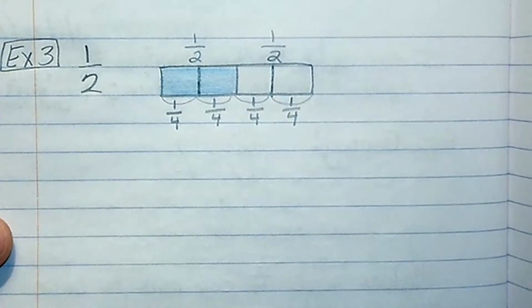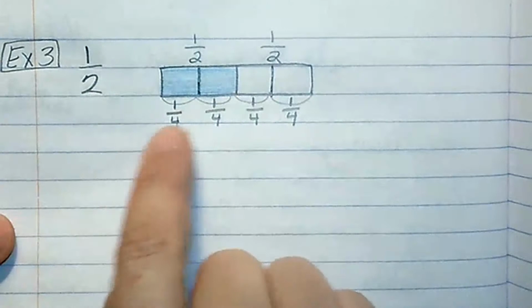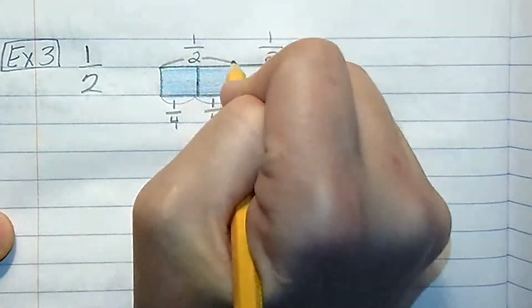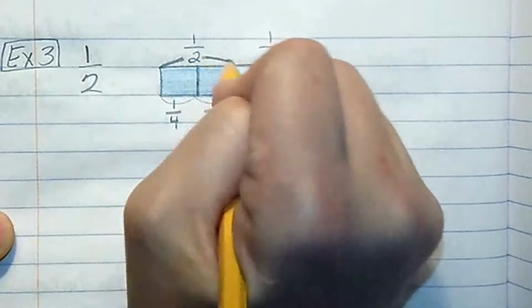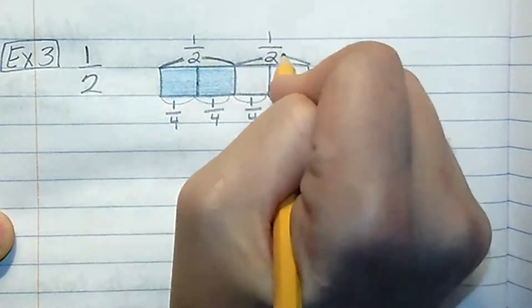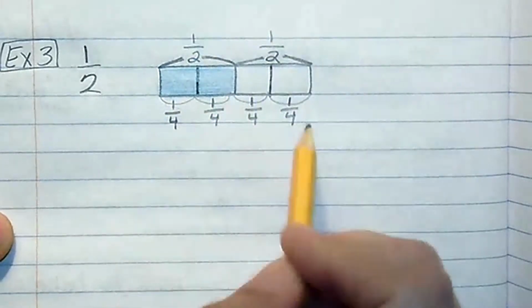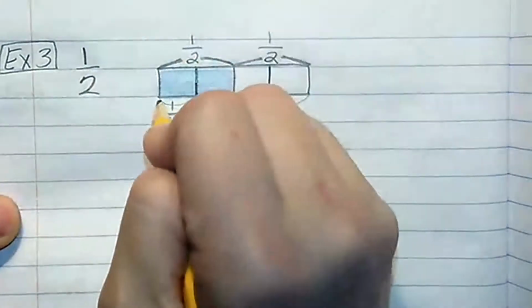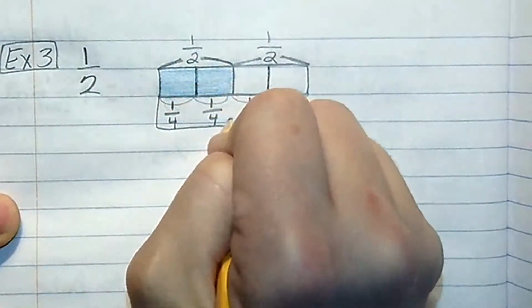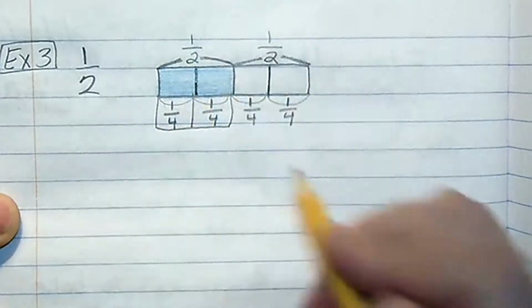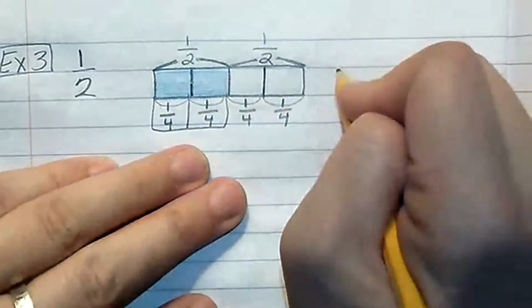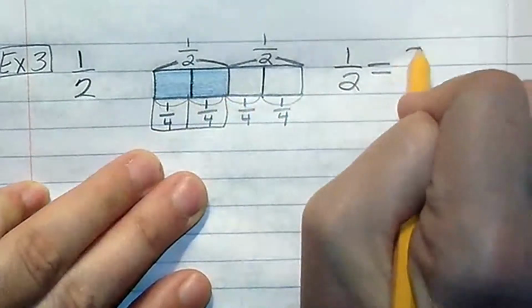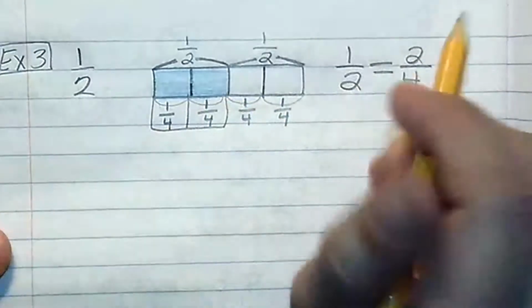So here's my question. How many fourths do we need to equal 1/2? So 1/2 was my big piece up here before I split it. This part over here is 1/2 also. But now that I've split it into fourths, how many fourths do I need? Well, we need 1, 2, because those are the two pieces that are colored in. So I could say that 1/2 is equal to 2/4.